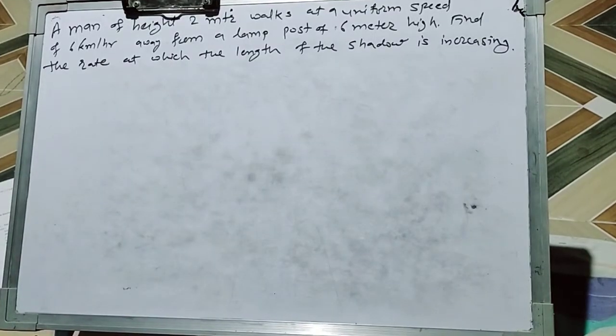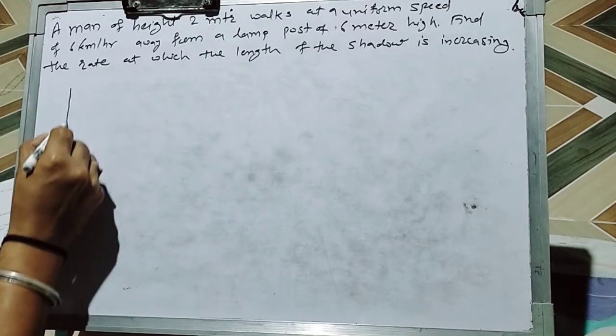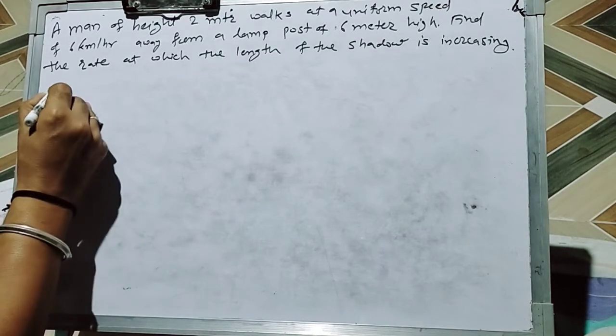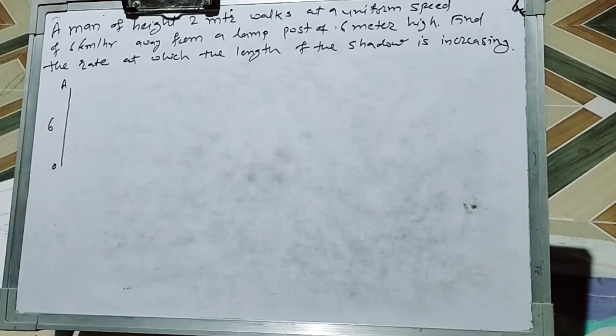So next example: a man of height 2 meter walks at a uniform speed of 6 km per hour away from a lamp post of 6 meter. Consider OA as the lamp post of 6 meter high. Find the rate at which the length of the shadow is increasing.